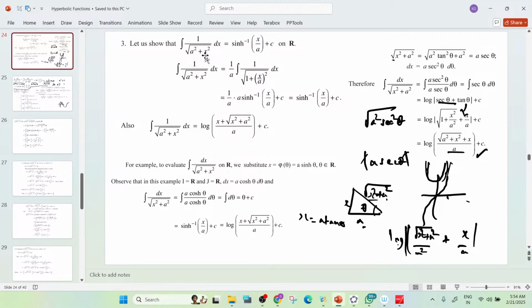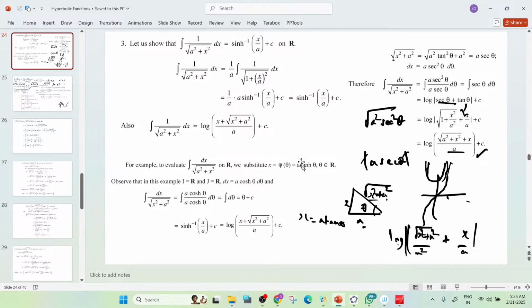Either you can substitute x equals a sinh theta or x equals a tan theta. It doesn't matter, as long as x is free to take any value, that's why we are choosing this function. So why we choose which function is actually very important. We cannot take x equals a sin theta, and we cannot take x equals a cos theta, because x is free to go anywhere here. That's why we are choosing tan theta or secant or sinh.